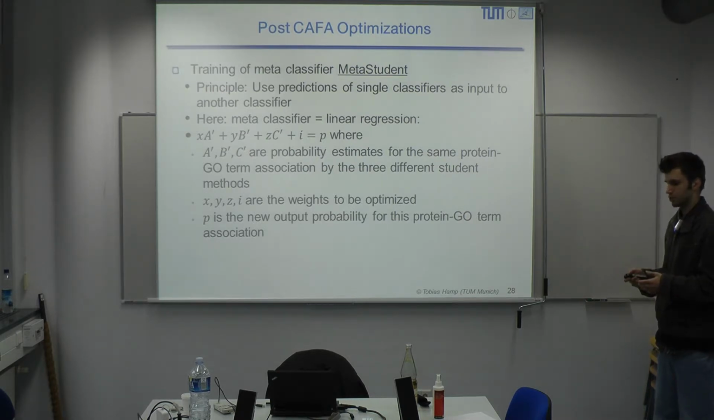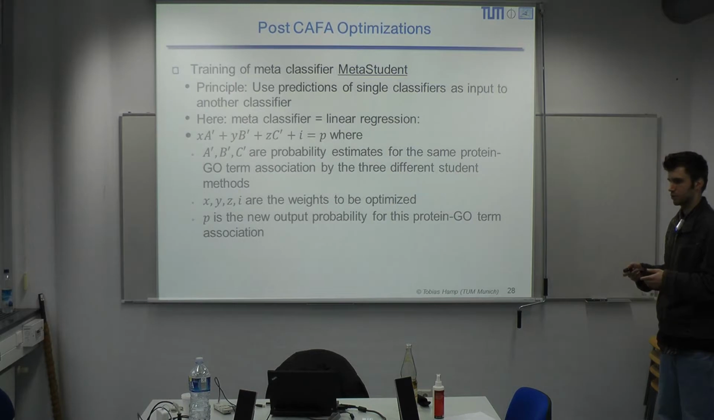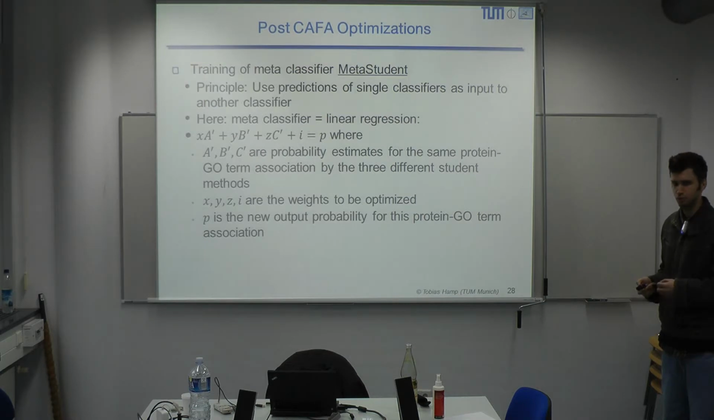If a GO term is not predicted by all methods, this prediction has a score of 0.0 in all the other predictors. This way you have 3 numbers for all the GO terms in this particular target, which allows you to train a meta predictor. In this case, A prime, for example, means the probability as output by method A prime. What you then have to optimize is X, Y, and C. And in the end, you get a probability P, which combines all the baseline classifiers into one score.